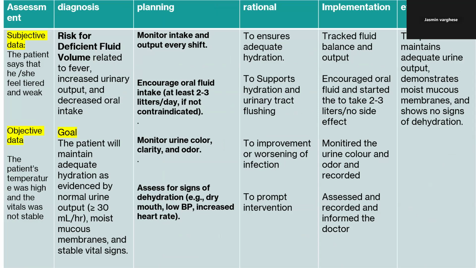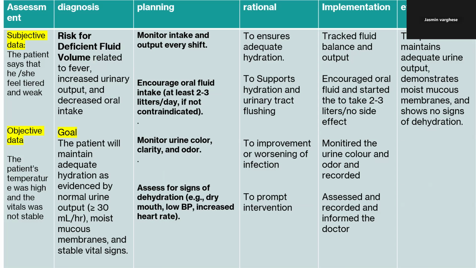Risk for fluid volume deficit related to fever. The subjective data is the patient says that he or she feels very tired and weak. Objective data, that means what you have observed: the patient's temperature was very high and the vital signs were not stable. And the goal is the patient will maintain adequate hydration as evidenced by normal urine output, and will maintain moist mucous membranes and stable vital signs. That's your goal. For that, you can see the planning here.